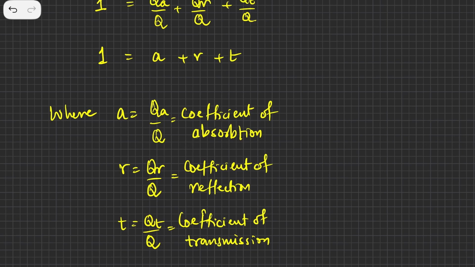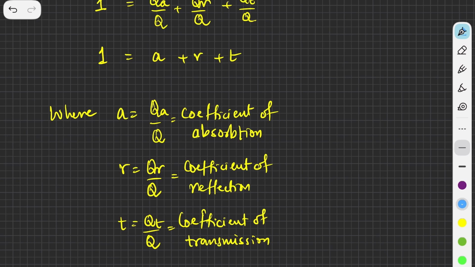Now all these values would always be less than 1. So the value of A will always be less than 1, R will always be less than 1, T will always be less than 1, because the total is 1. So definitely the value would always be less than 1. Yes, that means the value will always be between 0 and 1.